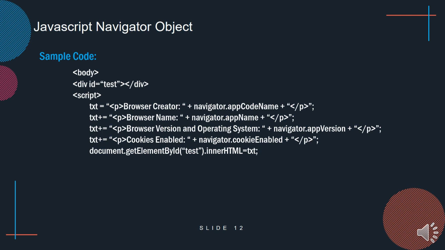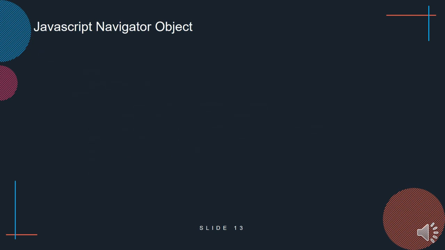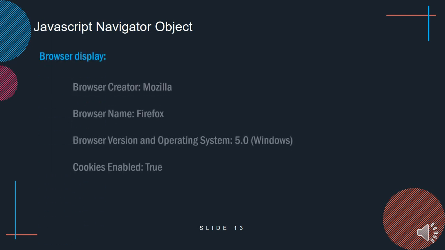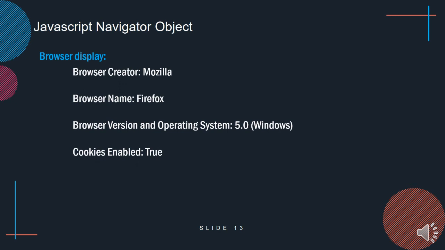getElementById. The getElementById method returns the element that has the ID attribute with the specified value, followed by the close script tag and the close body tag. The code will cause the browser to display browser creator, Mozilla, browser name, Firefox, browser version and operating system, 5.0 Windows, cookies enabled, true.